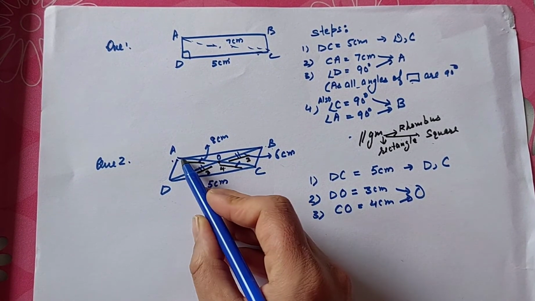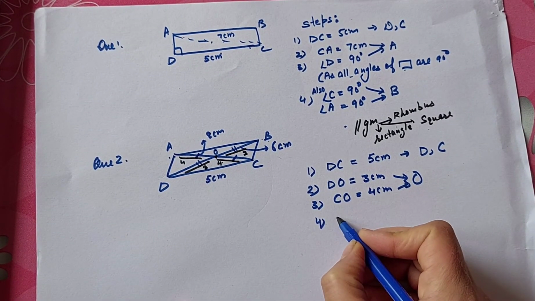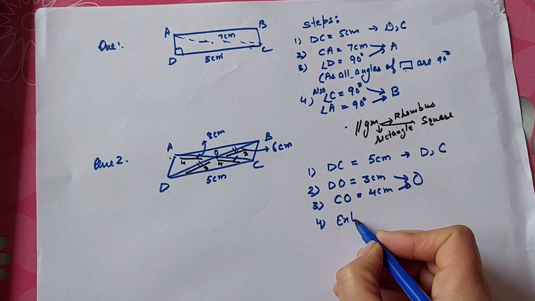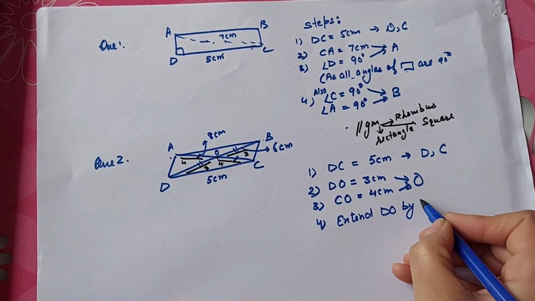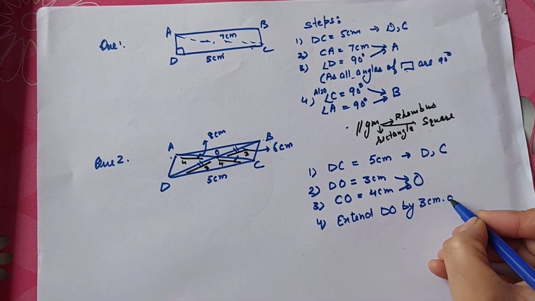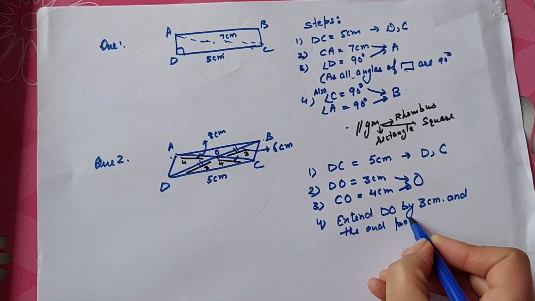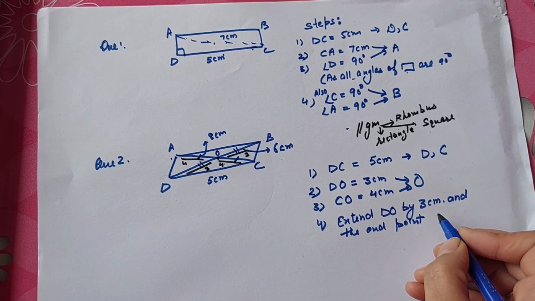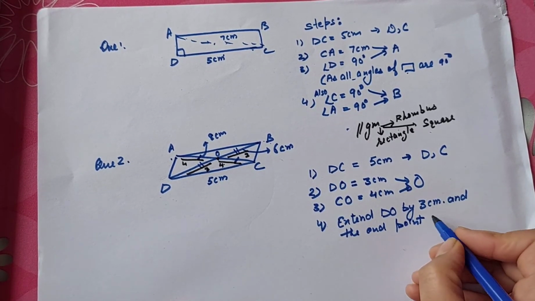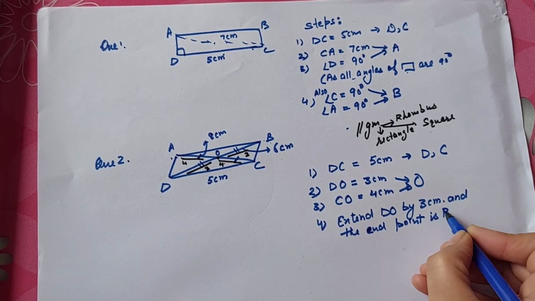Now you can increase your diagonal. What do you have to do? Extend DO by 3 centimeter and the end point is B. You just have to extend. For extension you don't need any equipment, you just need a scale, no compass, nothing more fancy. So the end point is B.